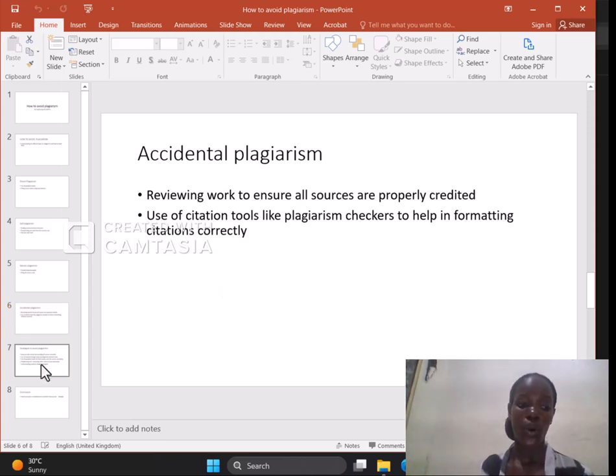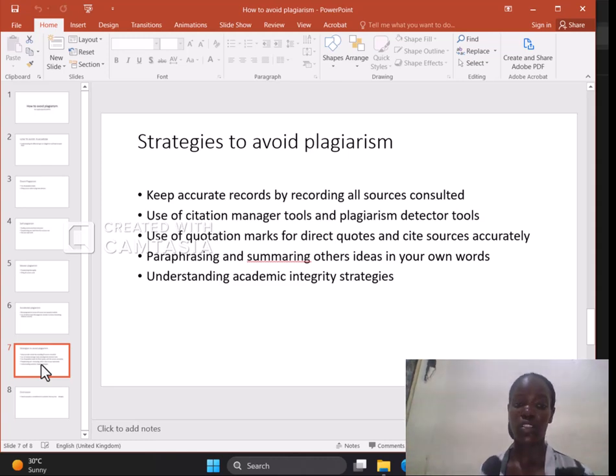So let's go to the strategies to avoid plagiarism. And the first one is keep accurate records by recording all sources consulted. The other one is use of citation manager tools and plagiarism detector tools to know if you've made any mistakes, so that you can correct it before handing in your work. Use quotation marks for direct quotes and cite sources accurately.